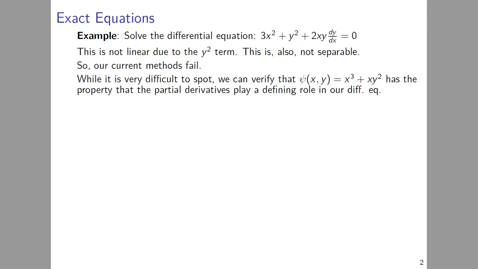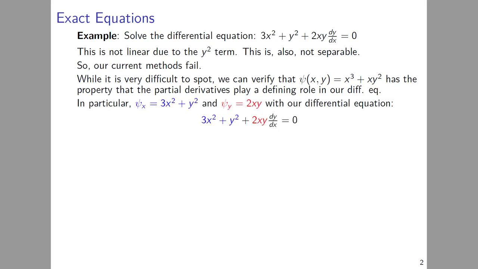While it's very difficult to spot, and we'll learn later how to spot it, we can verify that the function psi of x, y equal to x cubed plus x times y squared has the property that the partial derivatives play a defining role in our differential equation. What I mean by that in particular is that the partial derivative of psi with respect to x equals 3x squared plus y squared, and the partial derivative of psi with respect to y equals 2xy. These are used to build our differential equation 3x squared plus y squared plus 2xy times dy/dx equals 0.